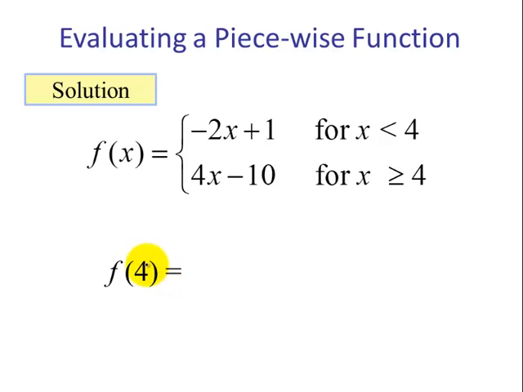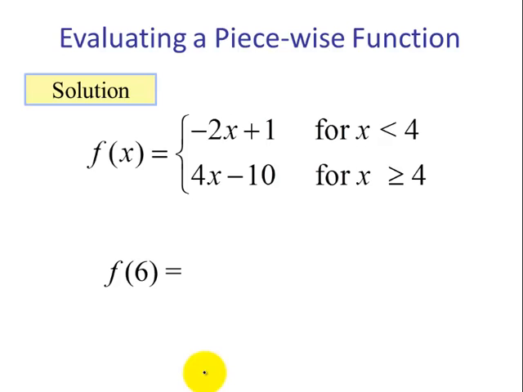f of 4, x is 4, so we don't use this one. 4 is greater than or equal to 4, that's true. So now we use this piece of the function. So this now becomes 4x, where x is 4. So 4 times 4 minus 10. We multiply first, that's 16 minus 10. And the answer is 6. So f of 4 equals 6.